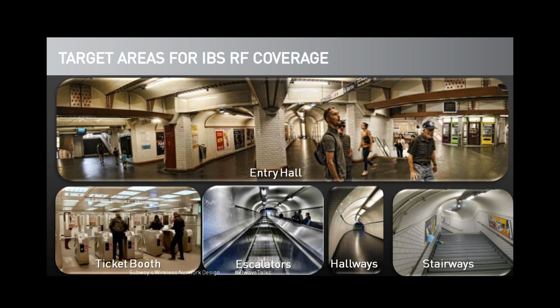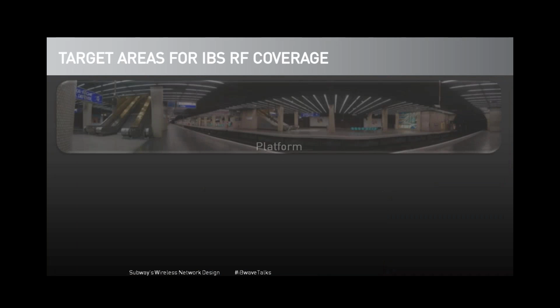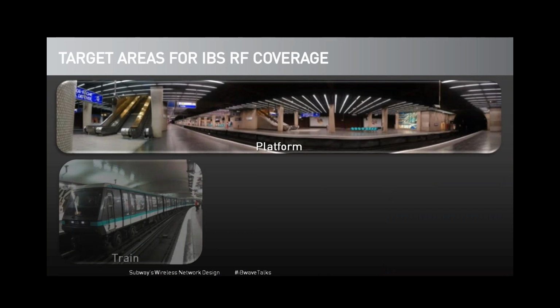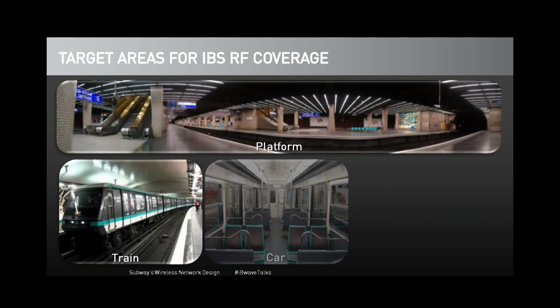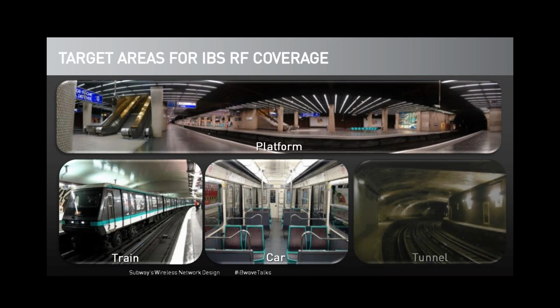And then we have areas that are connected to platforms, which are ticket booths, escalators, hallways, and stairways. They also need to be covered. Then we finally have the train platform, the trains themselves, cars, and tunnels. Obviously, we need connectivity there, and we need to include those areas as well.